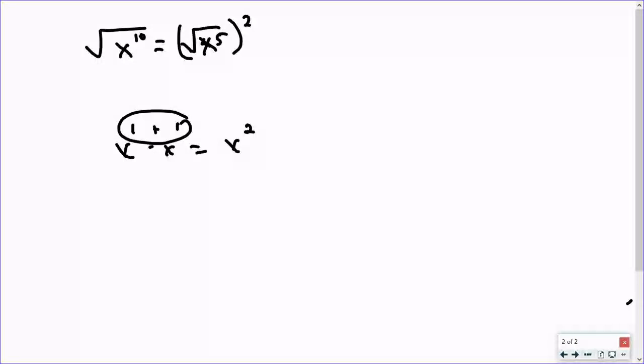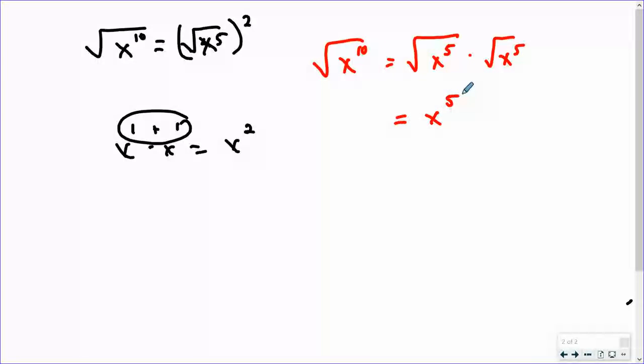Okay, so let's start this one over. The square root of x to the 10th. What that is, is the square root of x to the 5th times the square root of x to the 5th, because x to the 5th times x to the 5th is x to the 10th. Well, what this ends up to be is just x to the 5th, because these two numbers are the same, I can do this.